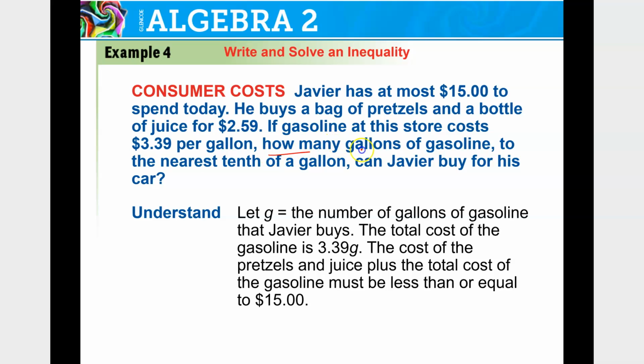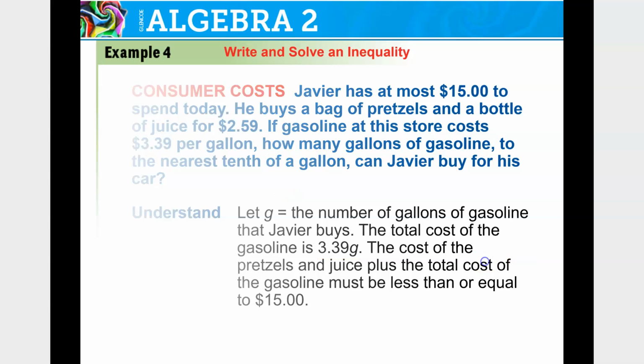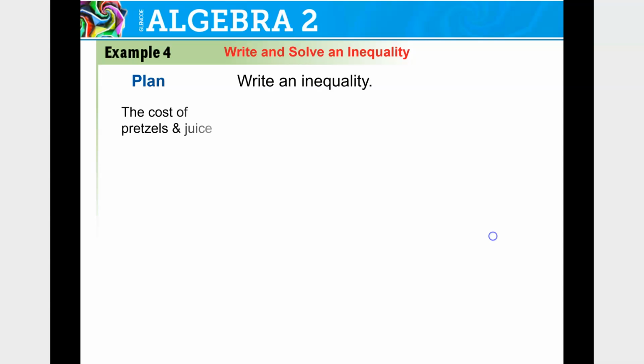We want to find how many gallons, so let's represent that by the variable g. So if g represents how many gallons Javier buys, then the total cost of gasoline would be 3.39g, because each gallon is $3.39. Bottom line then, our problem just becomes figuring out this sentence. The cost of the pretzels and juice plus the total cost of the gasoline must be less than or equal to $15. And in symbols, that sentence would look like this.